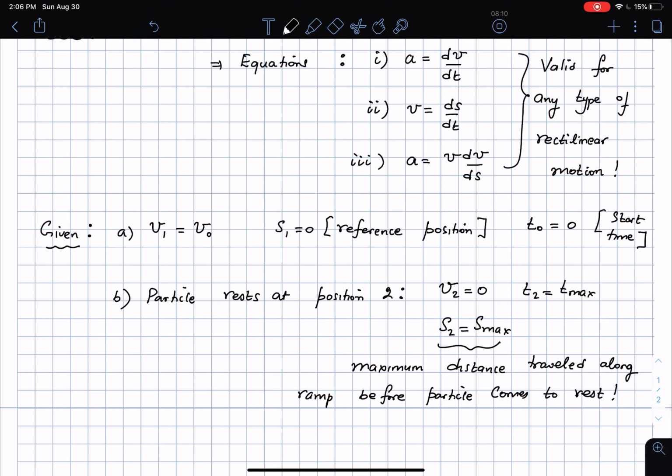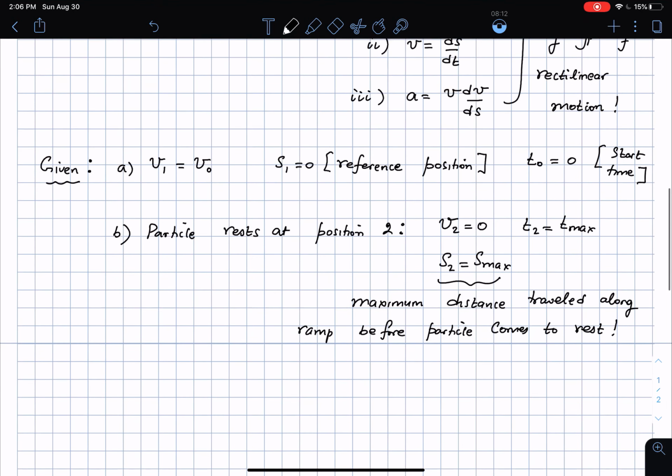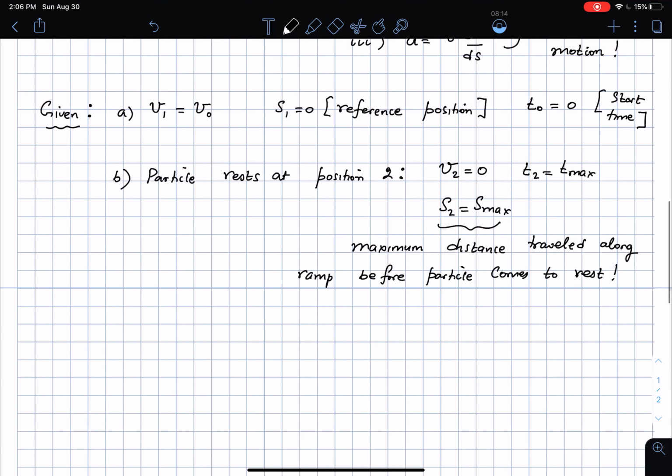Okay, and between positions 1 and 2, we also have that the acceleration is known to us. So between positions 1 and 2, the acceleration of the particle is always c1 minus c2 times v. Okay, so these are the things that are given to us.